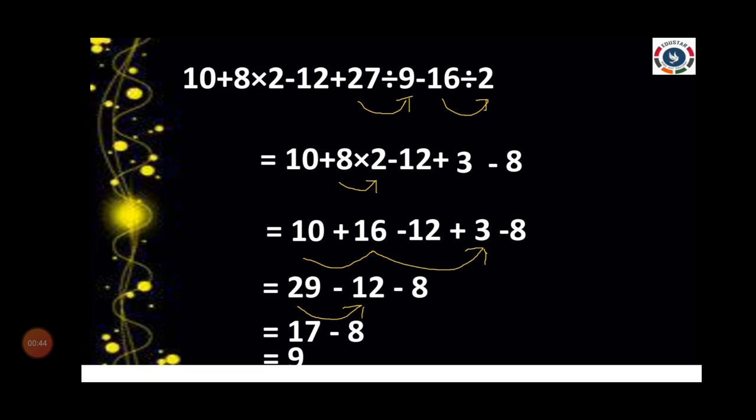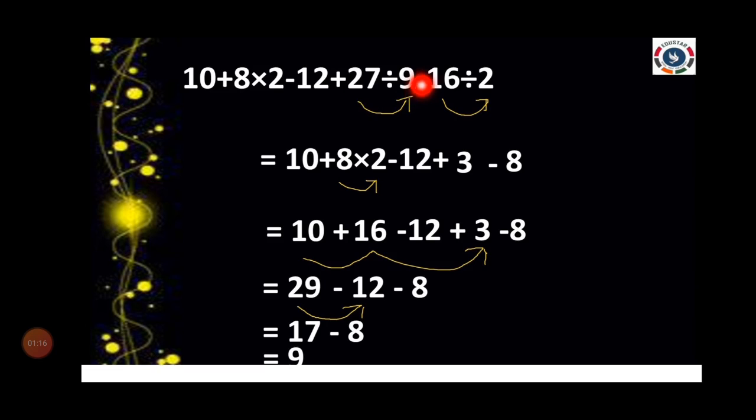And one more example is given: 10 plus 8 into 2 minus 12 plus 27 divided by 9 minus 16 divided by 2. Here we have two division symbols, the last two numbers. So first we give importance to these. The remaining you write as it is: 10 plus 8 into 2 minus 12 then plus.